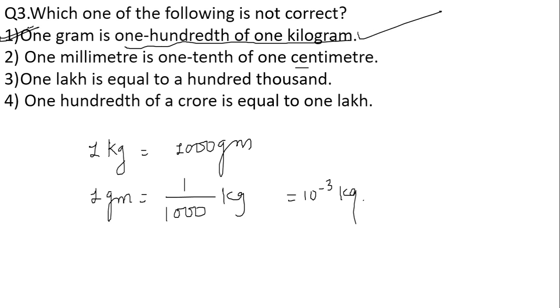Okay, so if we look at the second statement, 1 millimeter is 1/10 of 1 centimeter. This is also the correct one, right? Option number B is also the correct one. If we look at the option number C, 1 lakh is equal to 100,000. This is also correct one. 1/100 of a crore is equal to 1 lakh. Yes, this is also the correct one. So the incorrect option, or we can say the statement which is not correct, is the option number 1. That is the answer for the given question.